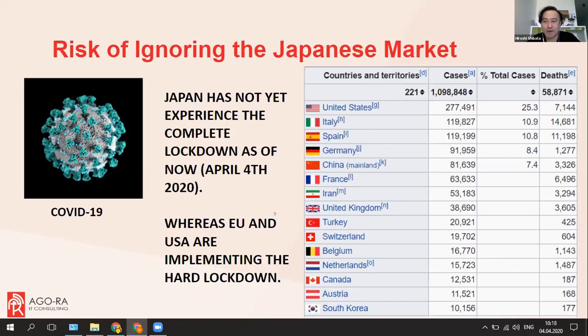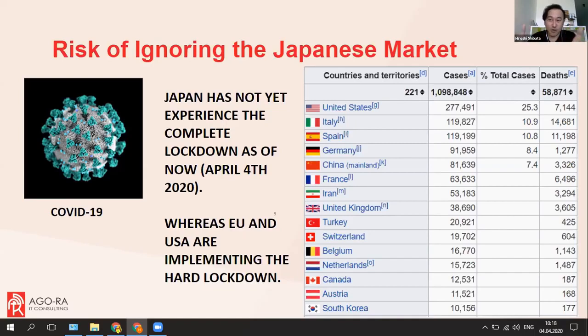But what happened was, Europe and North America have been hit really hard by the coronavirus pandemic. So now, a lot of IT companies are losing their businesses, and they don't have new projects. They are restructuring their teams, and people are losing jobs. And this is the risk of focusing on just one or two markets.